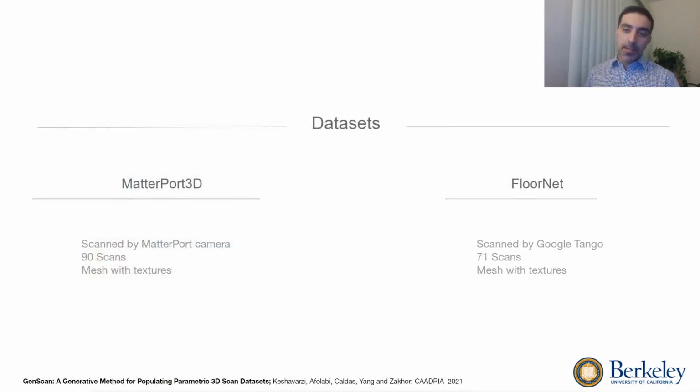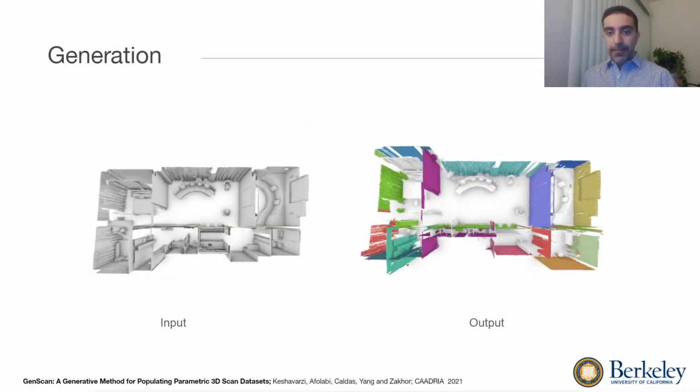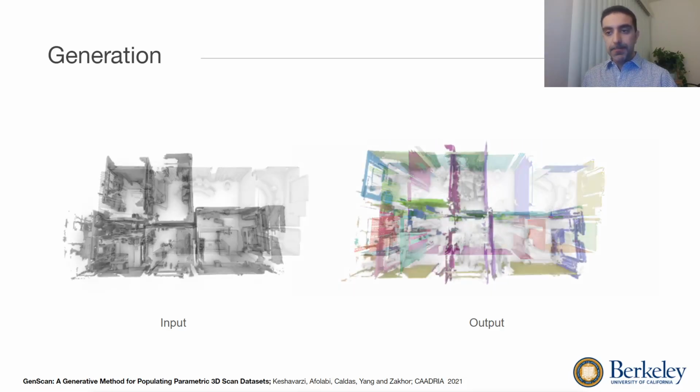To show examples of the resulting output, we apply our algorithm on real-world scan datasets such as the Matterport 3D, which is captured by the Matterport camera, and also FloorNet, which is scanned using a Google Tango phone. So on the left, you see the input scan, and on the right, you see the manipulated alternatives.